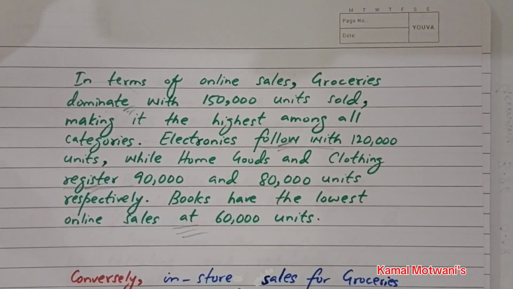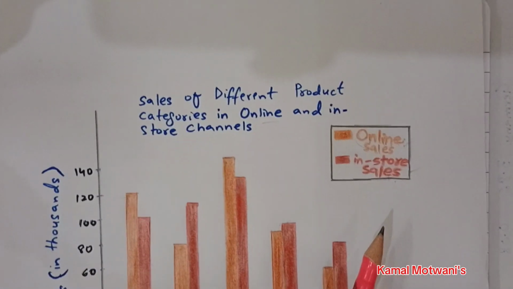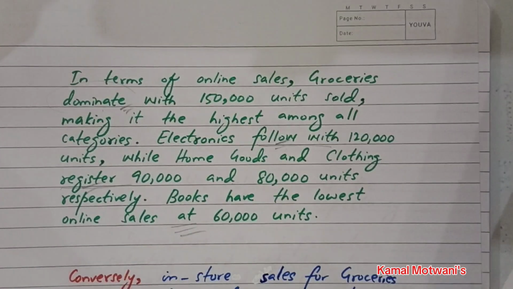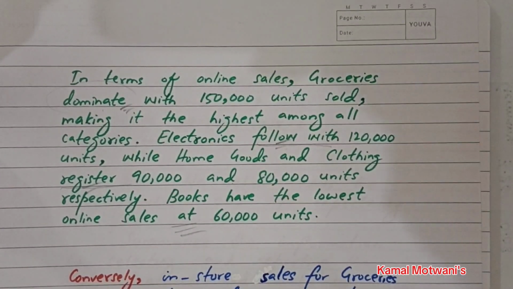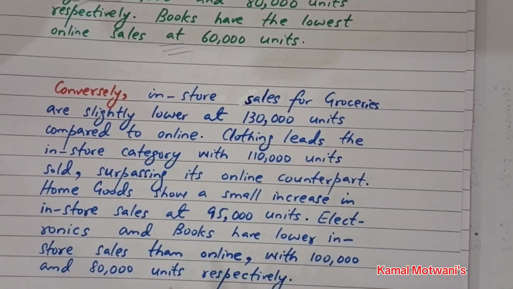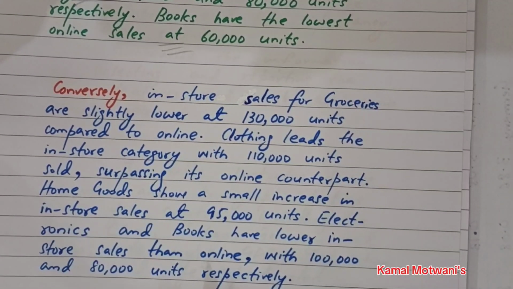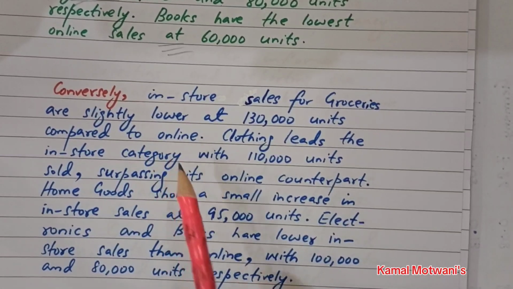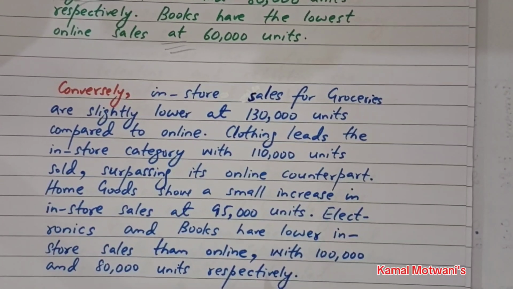Okay, then the last paragraph, which is pertaining to explanation 2, is about in-store sales. The last paragraph is dedicated to in-store sales. Let's see how I have written this. This is the fourth paragraph pertaining to explanation 2, that is about in-store sales. Okay, let's read it out.